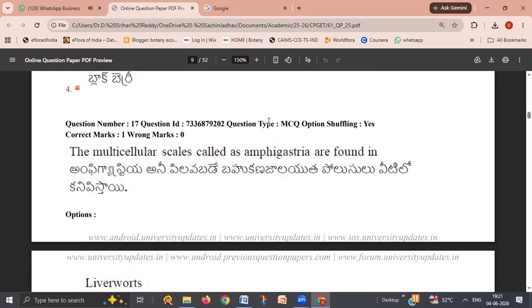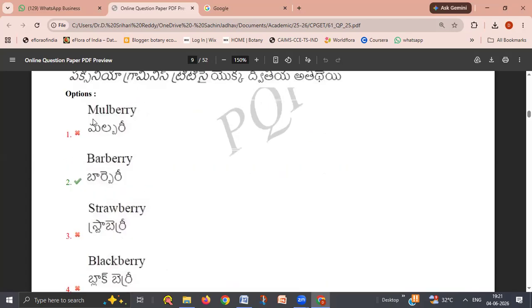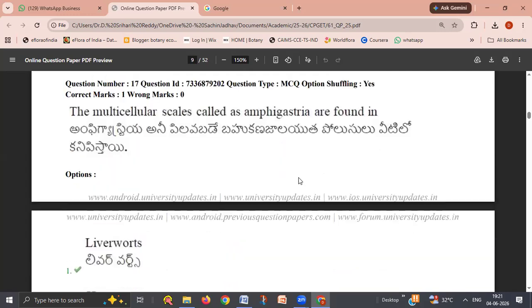And so here you understand the answer to this question is barberry. It is the secondary host to the Puccinia graminis. And another question is, the multicellular scales called as amphigastria are found in which group? Now we entered into the bryophytes.